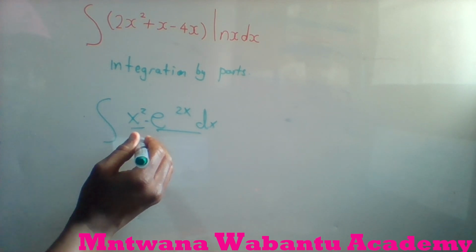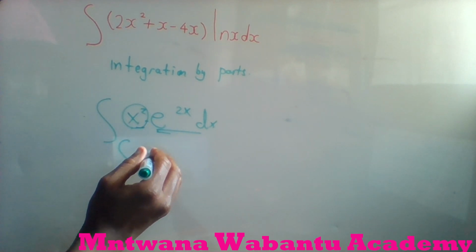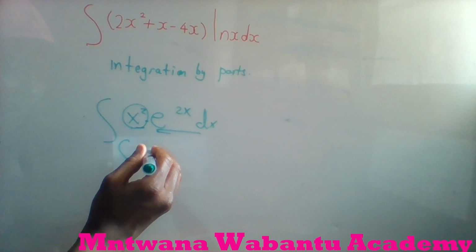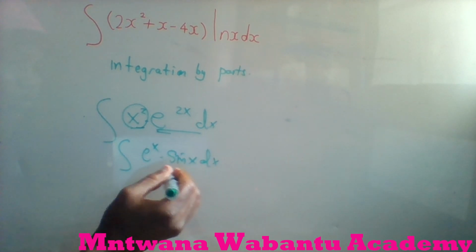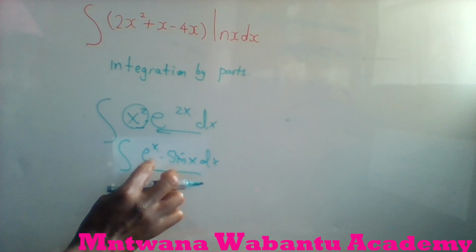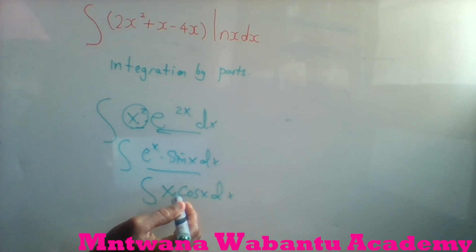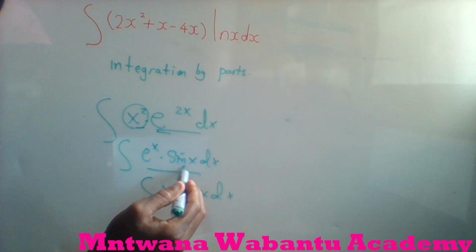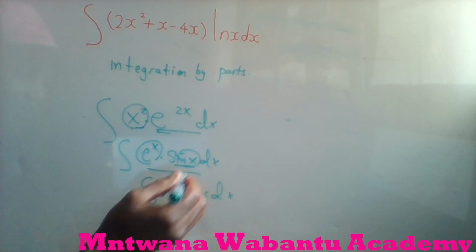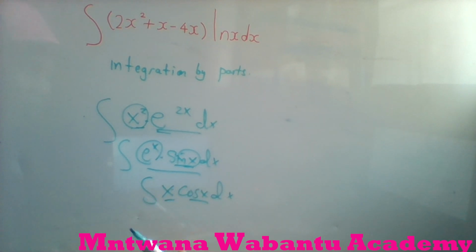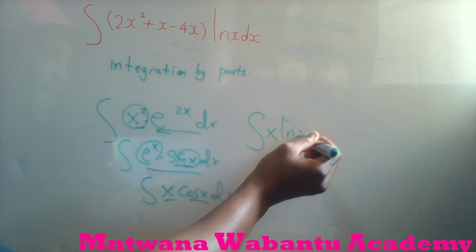Or most of the time you have a function with e. For example, somebody gives you e to the x and sine of x dx. Also, this is integration by parts. When you have a trig and e, or the integral of x cos of x dx, as long as there's a multiplication and it involves trig, exponential, or ln. Sometimes they give you, let's say, x ln of x dx.